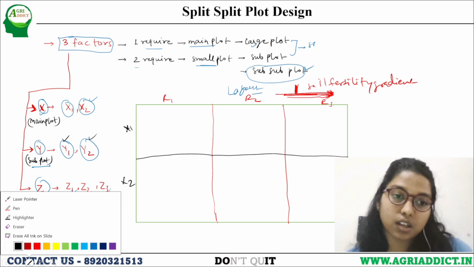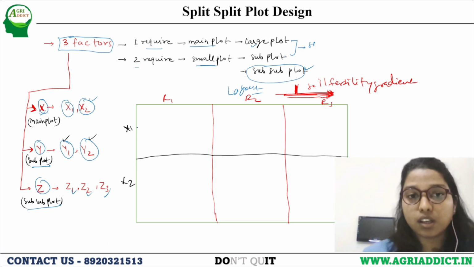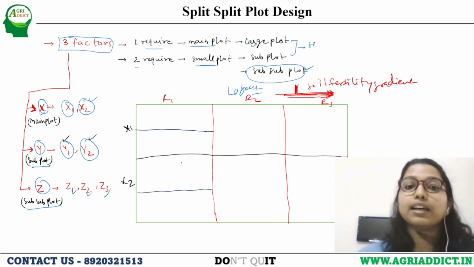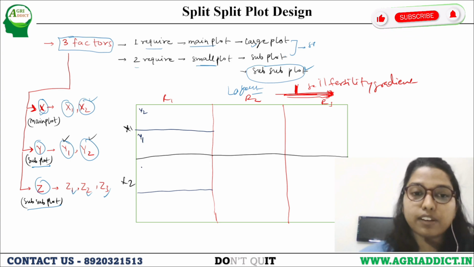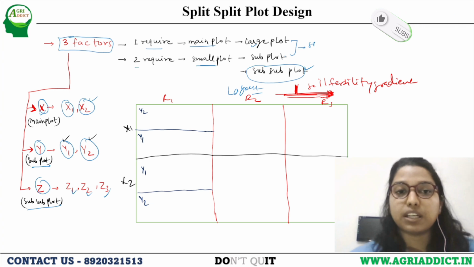2 parts. Let me change the color. So this is getting divided into 2, it is also getting divided into 2. So how will we arrange? We can randomize it. Here we can put y2 or y1, here we can put y1 or y2, because it is randomization. We are not favoring any treatment here.